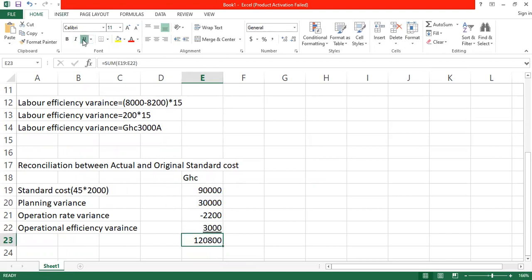So this is how we do the reconciliation. This is now the actual 120,800, the actual labor cost. Basically, this is how we do the planning variances.